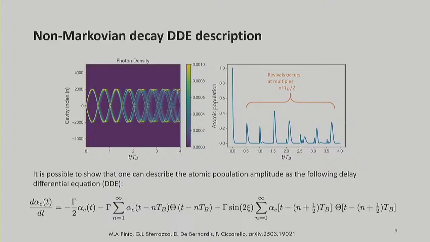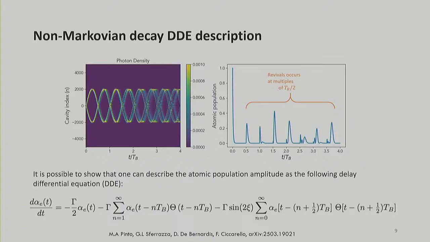Okay, so let's go back now to the case of the weak field. For this case, with the qubit in the middle of the spectrum, we can write a delay differential equation. Since it has this form, we can see here the non-Markovianity of the system, where the first term depends only on t, but the other terms depend on earlier times, t minus integer multiples of T_B or half-integer multiples of T_B.